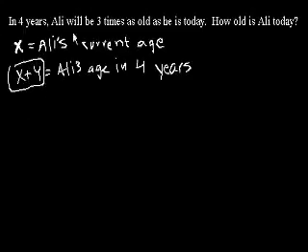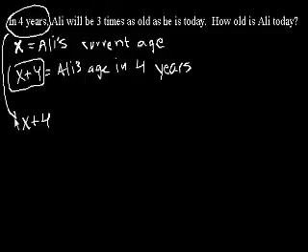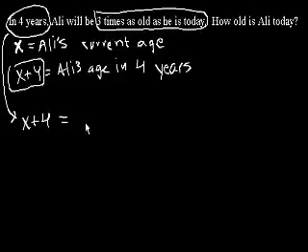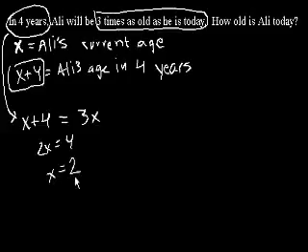In 4 years, Ali will be 3 times as old as he is today. Well, today he's X. So in 4 years, we could translate that into X plus 4. That's going to equal 3 times as old as he is today. We know today he's X, so that's going to be equal to 3X. And now we just solve for X. Subtract X from both sides. You get 2X is equal to 4. X equals 2. So Ali is 2 years old today.